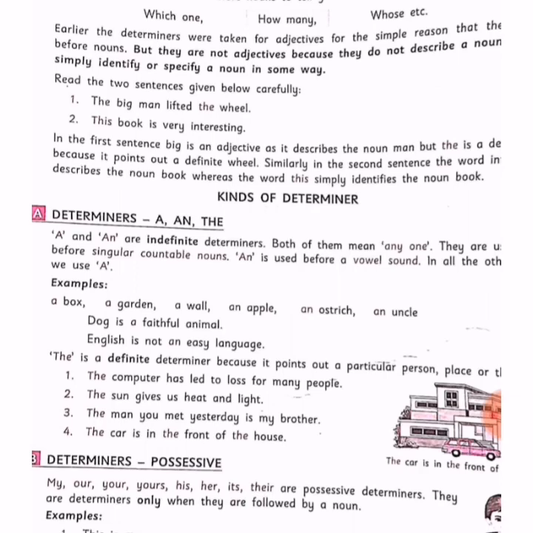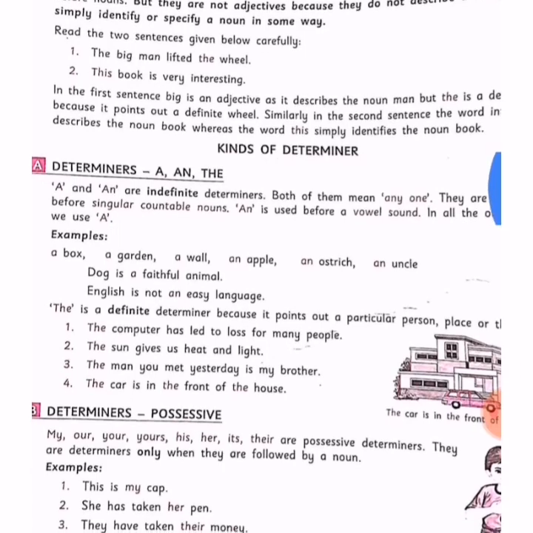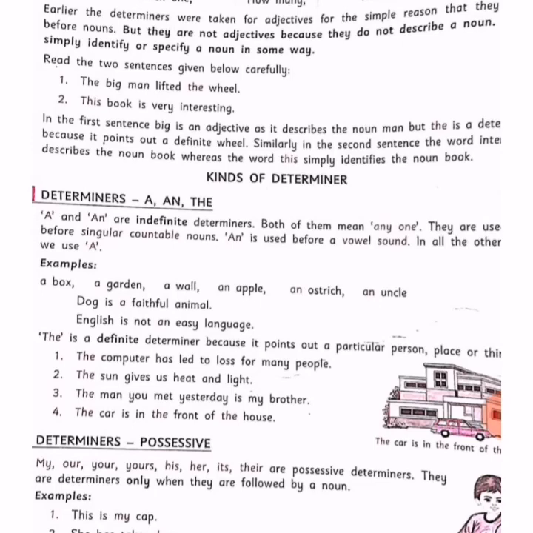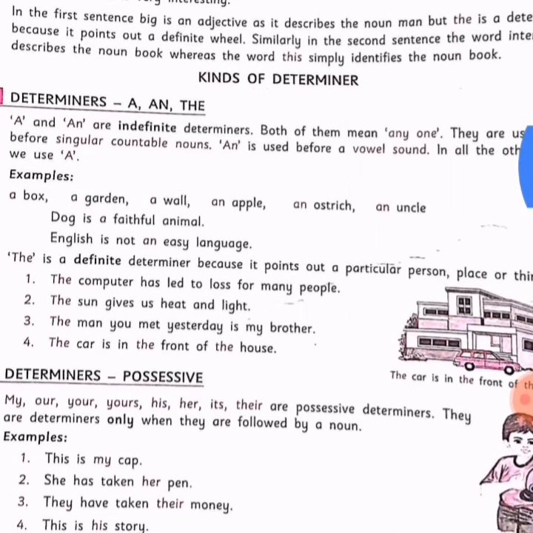Like, a dog is a faithful animal. So here, a, why? Because we are talking in general of any one dog, not a particular dog. The is the definite determiner because it points out a particular person, place or thing. When we are talking about a particular place or thing, we use the. Like, the computer has led to loss for many people. The sun gives us heat and light. The man you met yesterday is my brother. The here is used because we are talking about a particular man. The car is in the front of the house, the particular car.